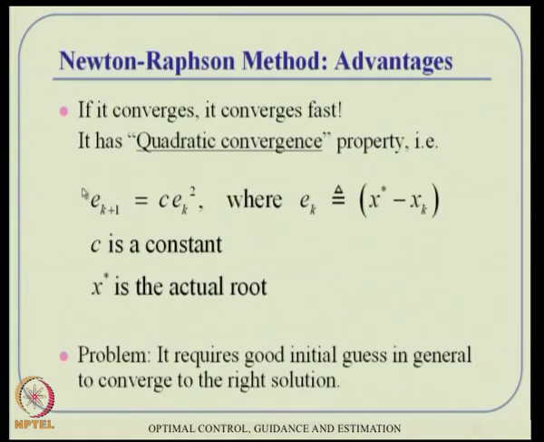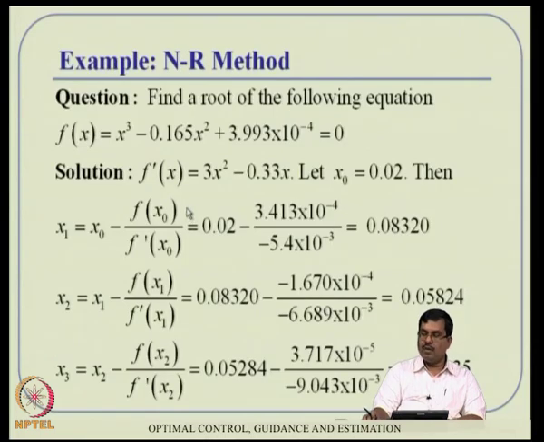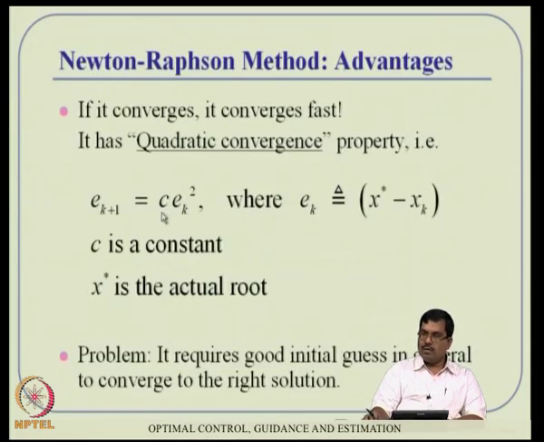So, if I calculate that way, it will turn out that E k plus 1 is something like C times E k square, okay. Normally this E k, if it is relative error, is typically less than 1, and then E k square is still further less than 1, a very small value. E k plus 1 is proportional to E k square, which means it will converge very fast. That is called the quadratic convergence property.